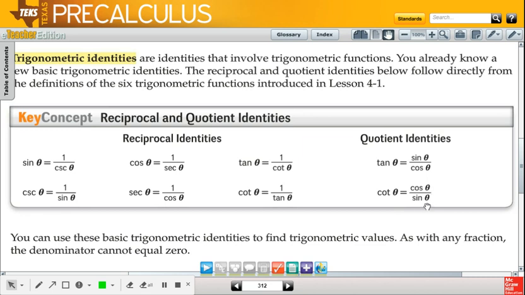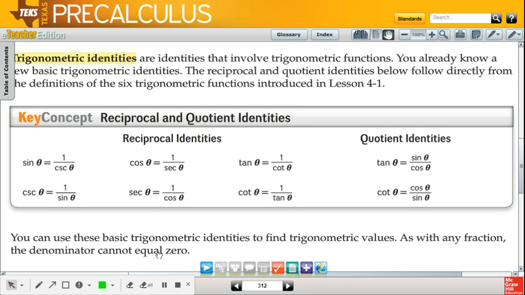So you should have this in your notes and memorize these by heart, especially when we're going to have pop quizzes over these identities, including some others we're going to go over. And a little tidbit is below. You can use these basic trigonometric identities to find trigonometric values. As with any fraction, the denominator cannot equal 0.